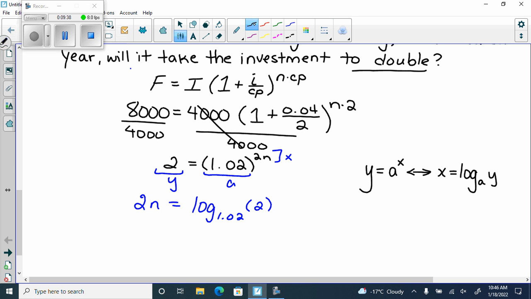And then how do I get the 2 away from the n? Divide. And what does n equal? Anyone get it? I don't have a calculator, so we'll wait. Oh, wait, times 2. Divided by 2. Yeah. So 18 years.